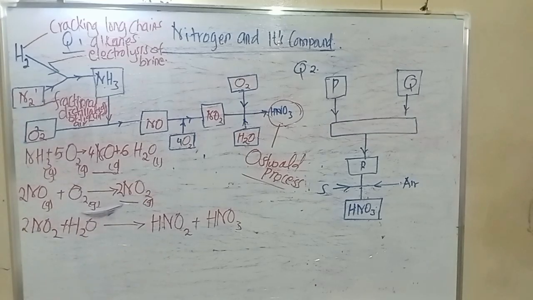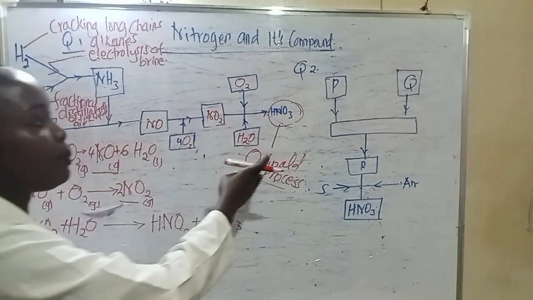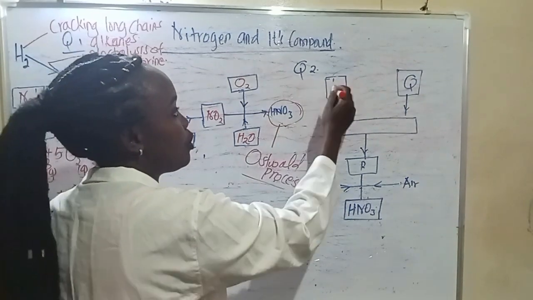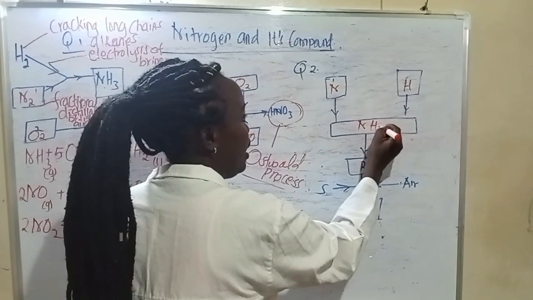You can interchange it. It doesn't matter. So let us write our P. I hope now you're through with this side. Let us write our P here. So our P here is going to be what? Nitrogen, and our Q here is going to be what? Hydrogen. Let us write here our ammonia.